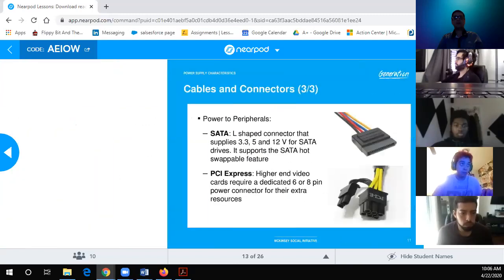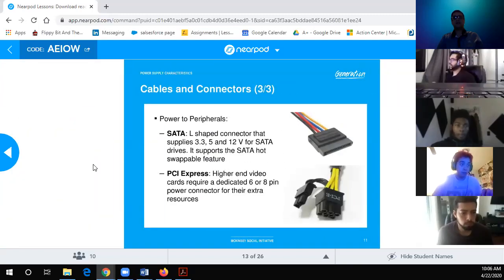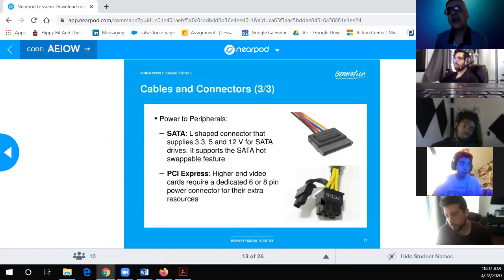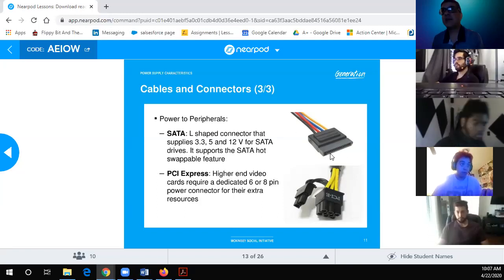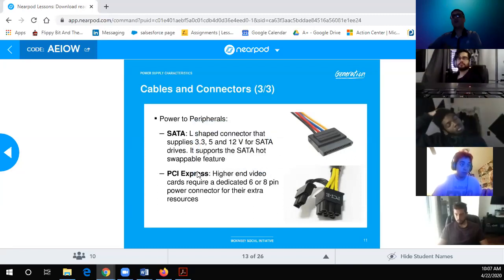Pretty self-explanatory, I think. SATA and PCI Express. As we heard earlier, we require much more power for these things. If you'll notice, even now, the high-end graphics cards require a dedicated 6 to 8 pin power connector for their resources. SATA is an L-shaped individual connector, and it supports hot swappable features. That's the great thing about SATA usually, that hot swappable feature.